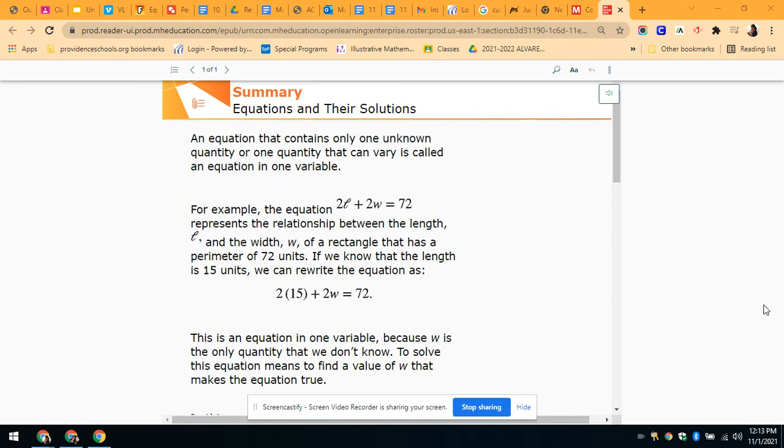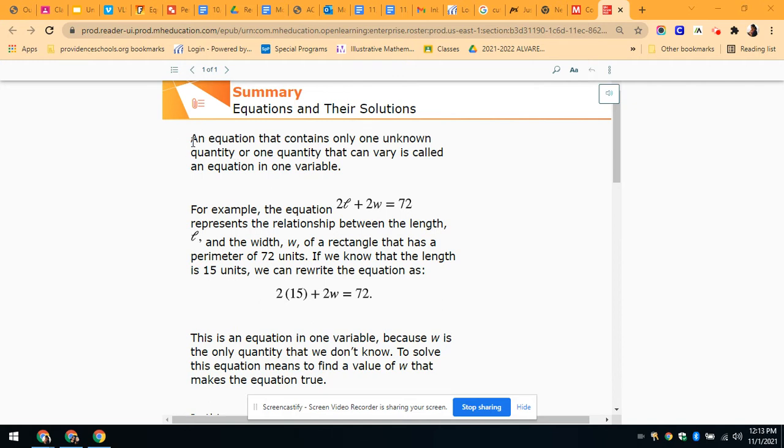Here's a short video in which I will show you what you need to highlight on the summary. And the summary for page Unit 2, Lesson 4. So on the summary, it's the orange page, equations and their solutions.